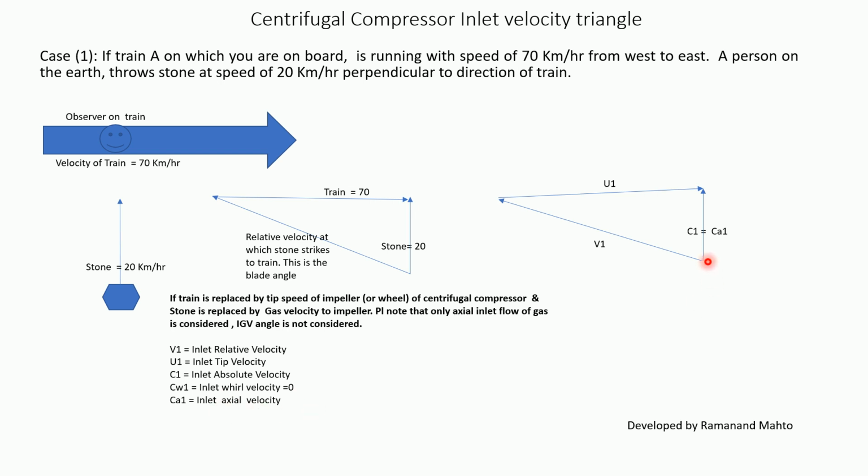So we have C1 which is equal to CA1, U1 is the speed of the train, that is, the tip speed of the wheel, and V1 is the relative velocity. So this is the angle normally taken for the inlet angle of the impeller.